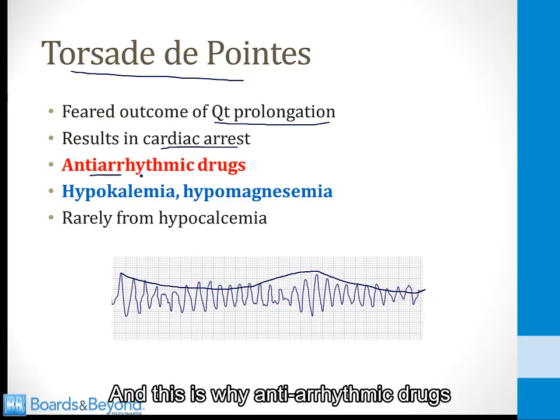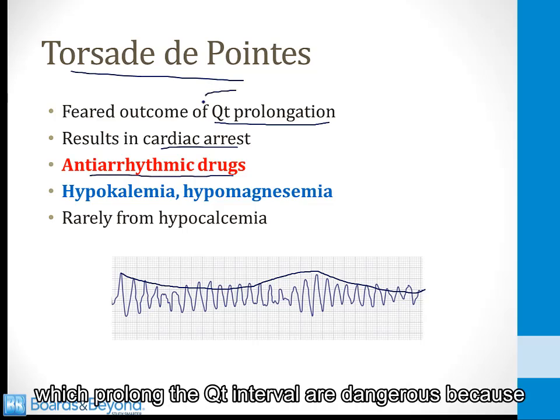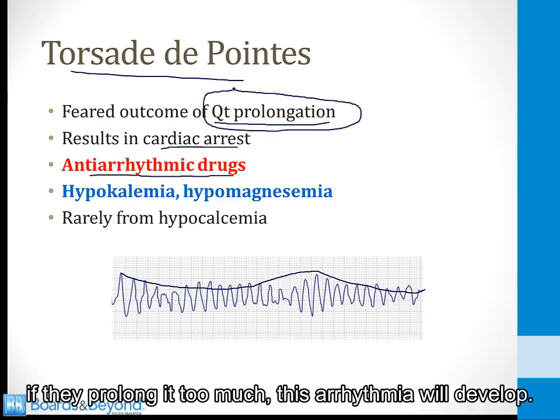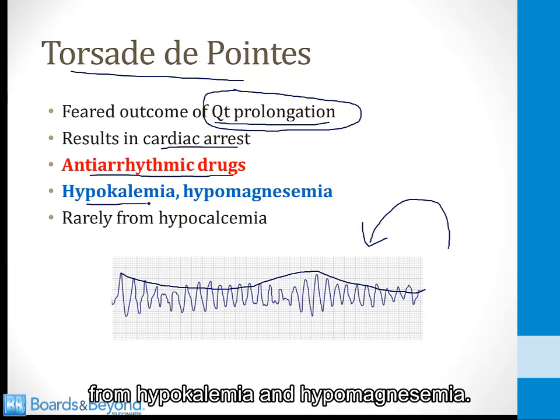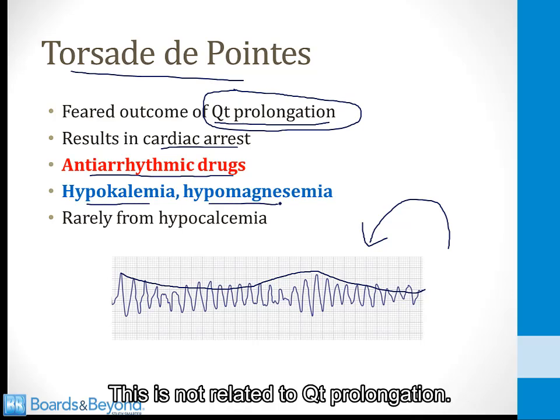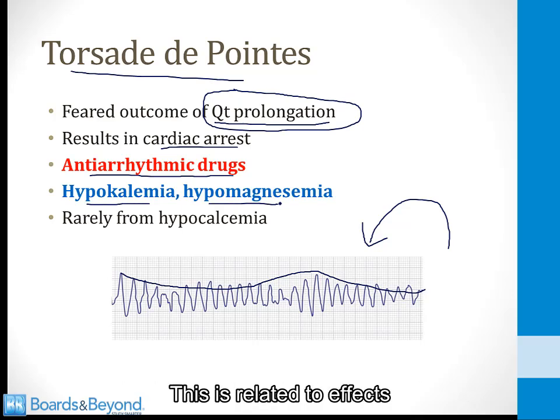And this is why antiarrhythmic drugs which prolong the QT interval are dangerous, because if they prolong it too much, this arrhythmia will develop, and that's how patients can die from taking antiarrhythmic drugs. You can also get torsades de pointes from hypokalemia and hypomagnesemia. This is not related to QT prolongation. This is related to effects of these electrolyte abnormalities on ventricular depolarization.